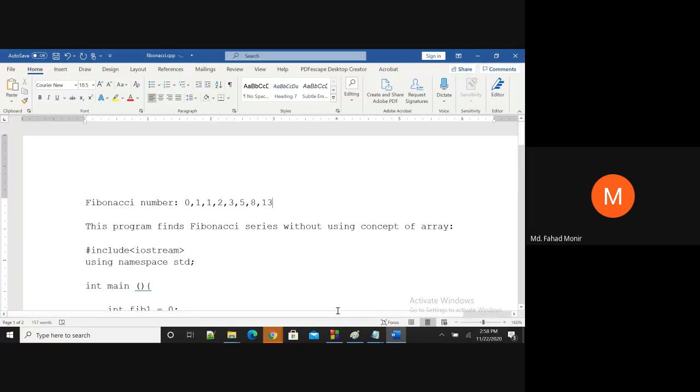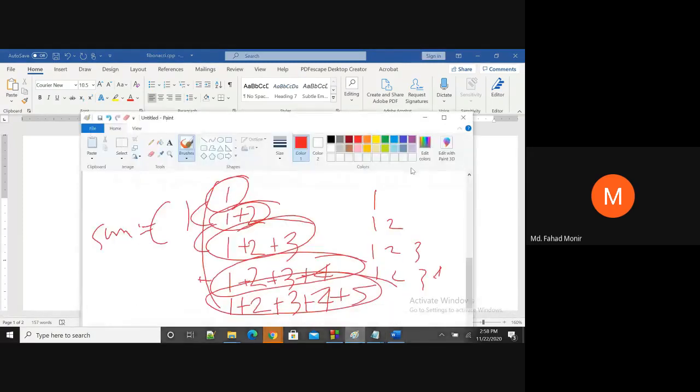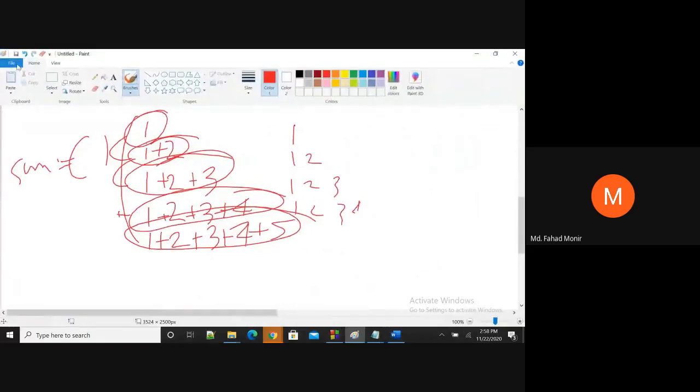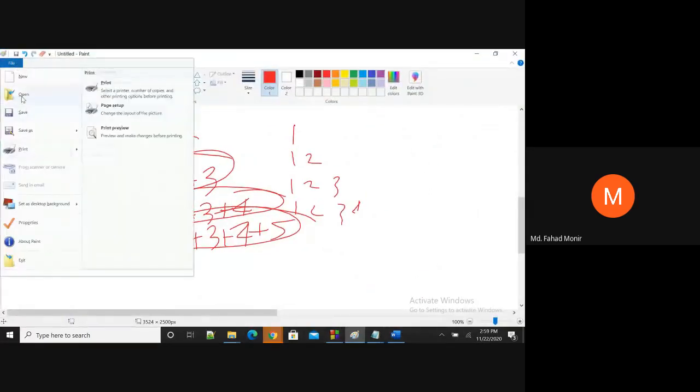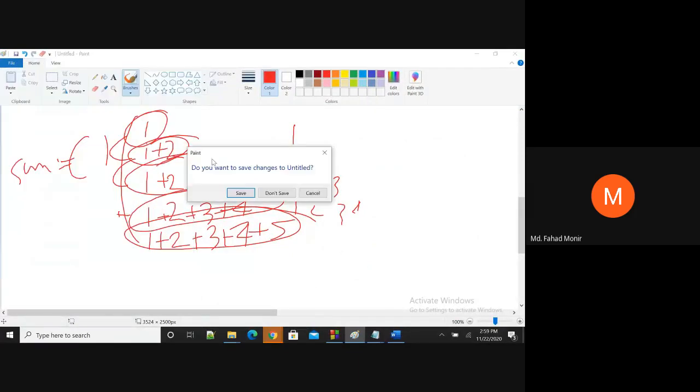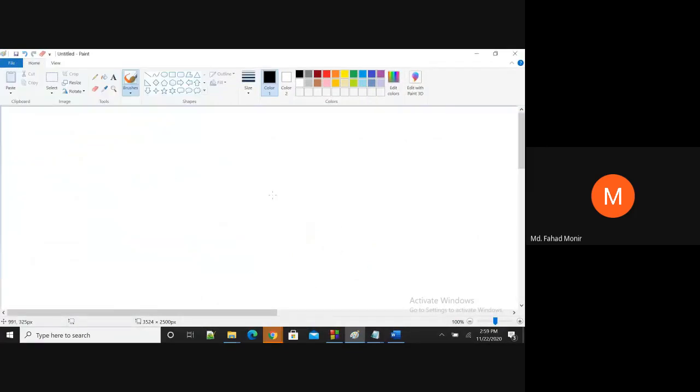So if we write it down in the pane, let us see how we can convert it into programming. For example, we have 0, then 1, then 1, then 2. 1 plus 1 is 2, then 2 plus 1 is 3, then 2 plus 3 will give you 5, and so on.